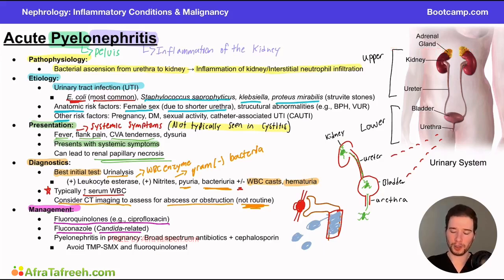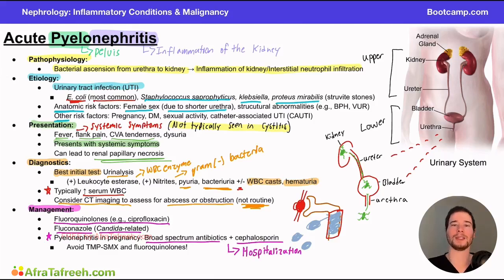Now, a special case I want you to consider is that of pyelonephritis in pregnancy. This can be particularly high risk for the patient and the fetus. And so because of that, we're going to give these patients broad spectrum antibiotics plus a cephalosporin. And not only are we going to treat them with a variety of medications, these patients are also likely to be hospitalized.